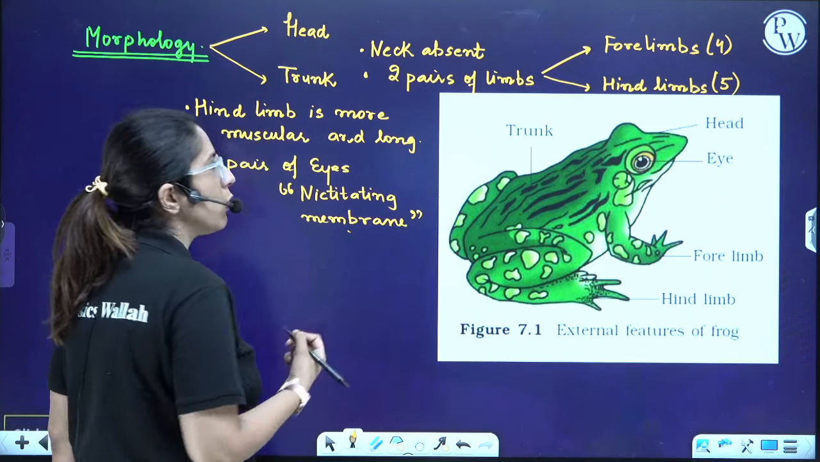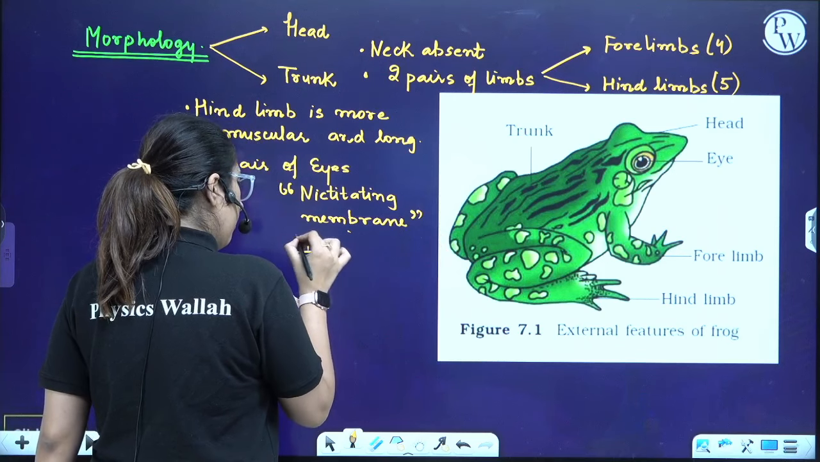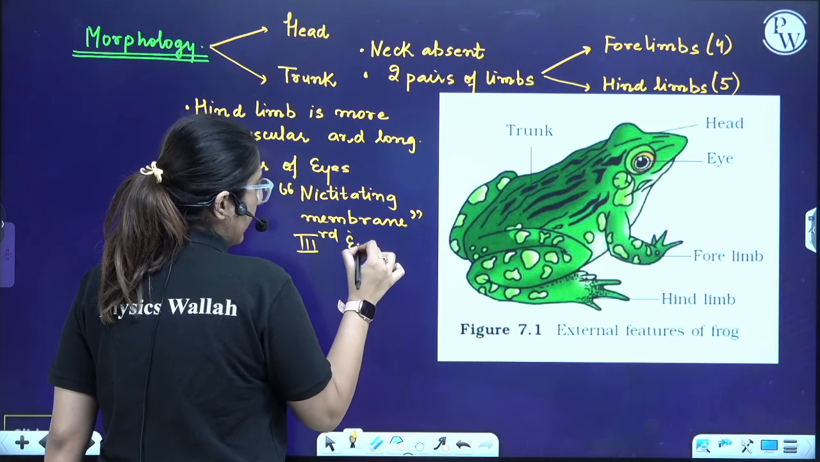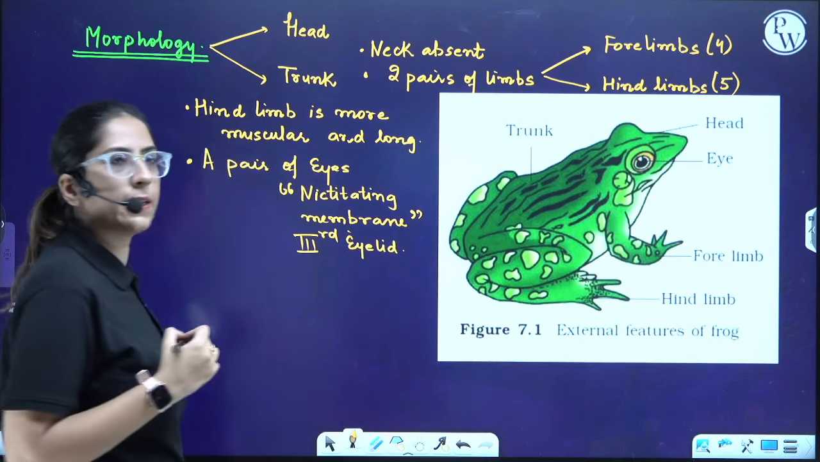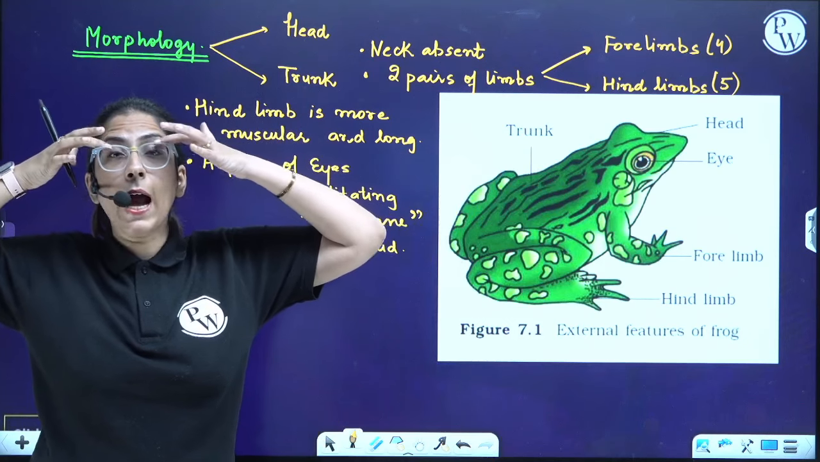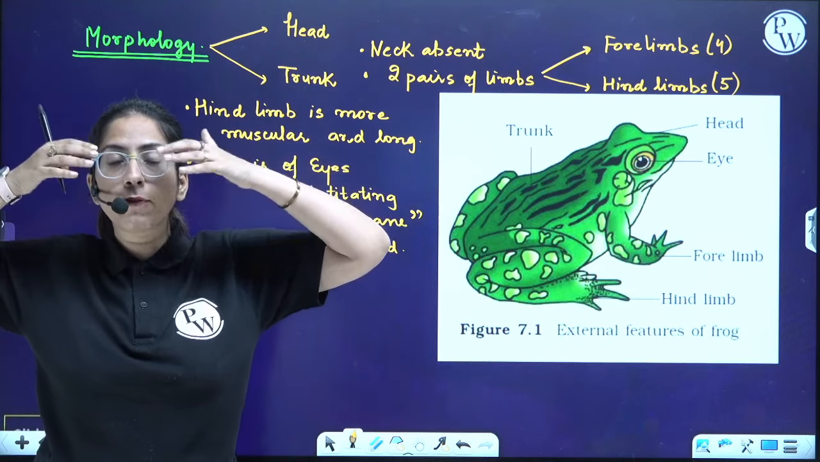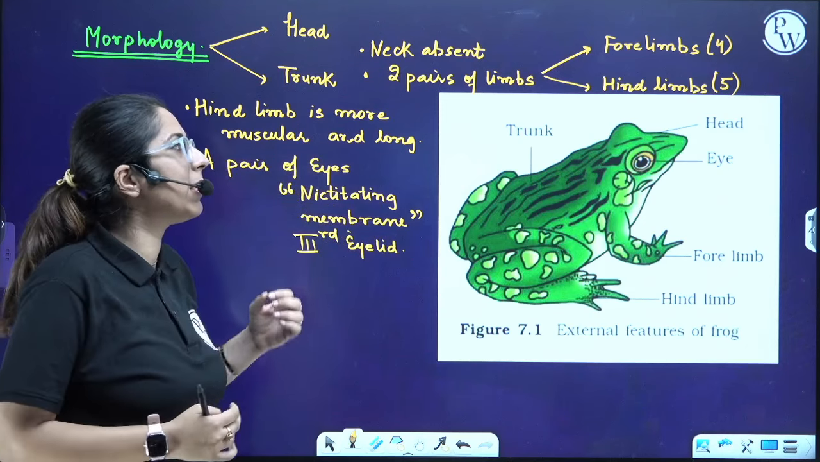Nictitating membrane. What's another name for the nictitating membrane? Third eyelid. What do they have? The third eyelid. Clear? Now look at this. These are the eyelids present. If another membrane is present which covers their eye, that is the third eyelid.